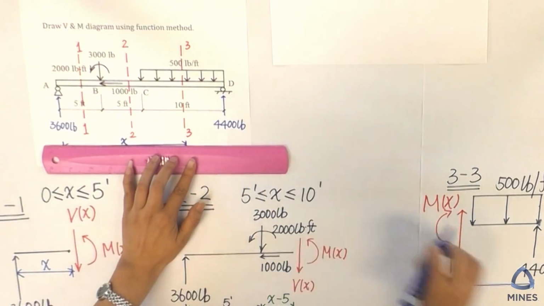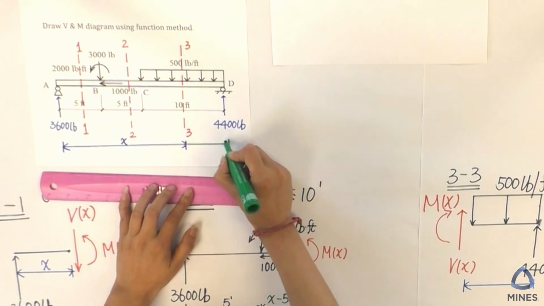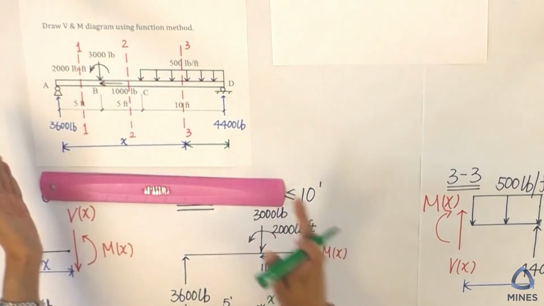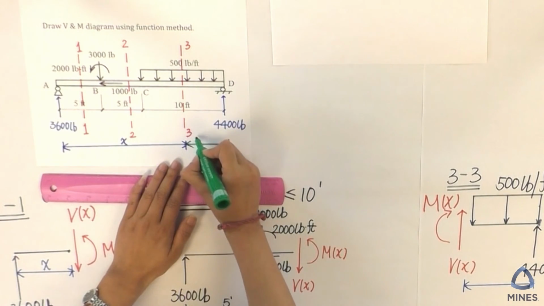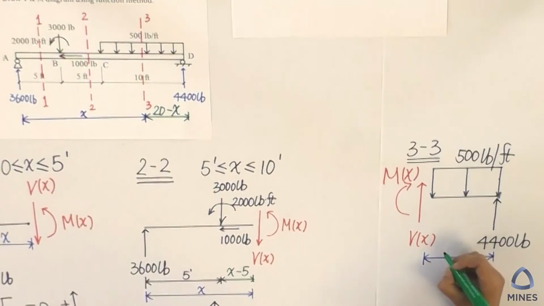So which means from the geometry here, what is the length we should put it on our FBD? So that's going to be the whole length of the beam minus the cutting location. 20 minus x.